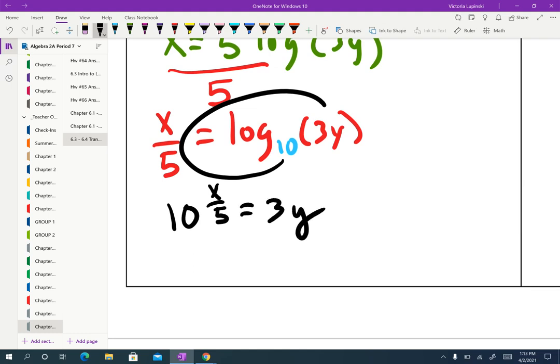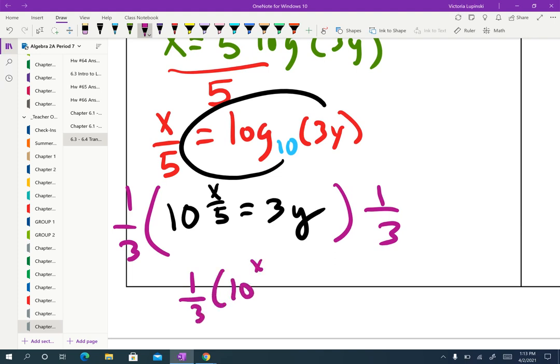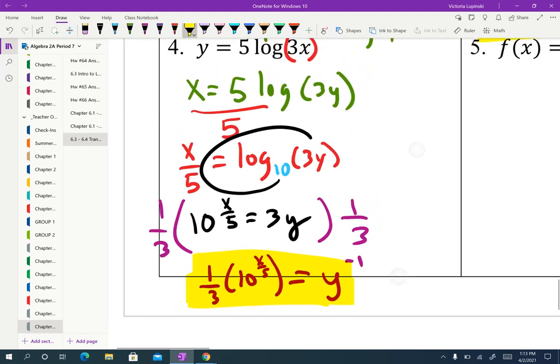You want to go ahead and get that y all by itself. So normally you would divide by 3. For inverse purposes, it's a little bit easier if you multiply both sides by 1/3. So that's going to give you 1/3 times 10 to the x over 5 is equal to, and then you could call that y inverse. Notice I did put the parentheses there just because I want to differentiate between the base of 10 and then the 1/3 on the outside. And again, to confirm, everything is opposite. Opposite of multiplying by 5 on the outside is dividing by 5 on the inside, and then same thing for the 3's. And again, that's the inverse notation there.